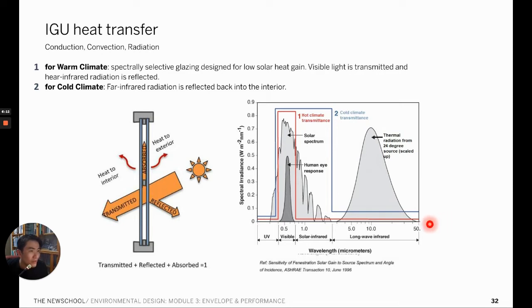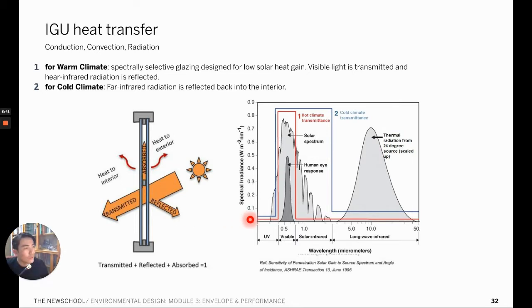Therefore, we locate the low-e coating on the outer side of the layer, so that the glazing transmits as much of the light as possible, while the low-e coating reflects the solar infrared radiation toward the outside.